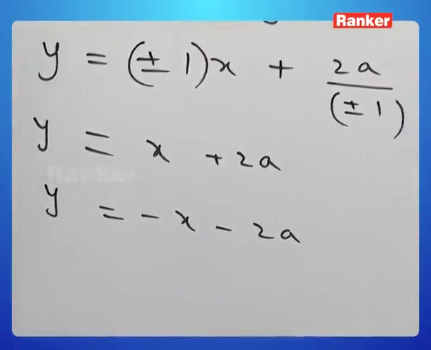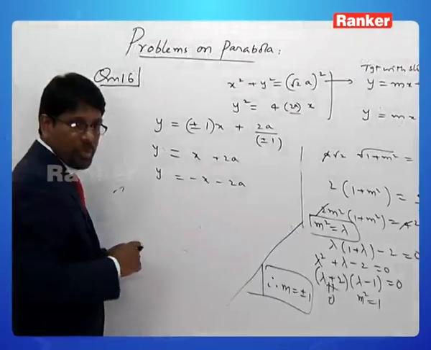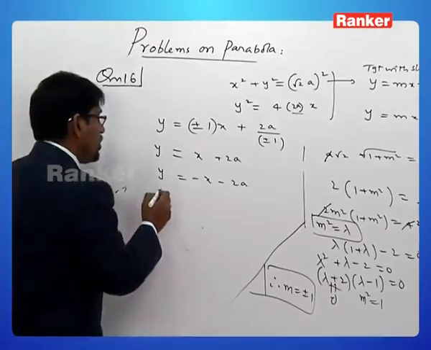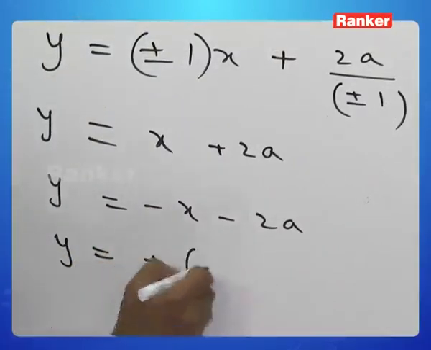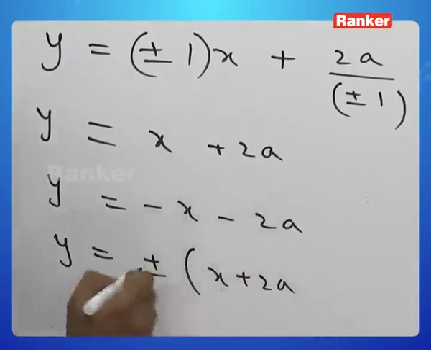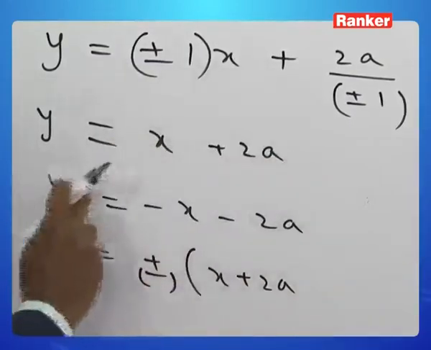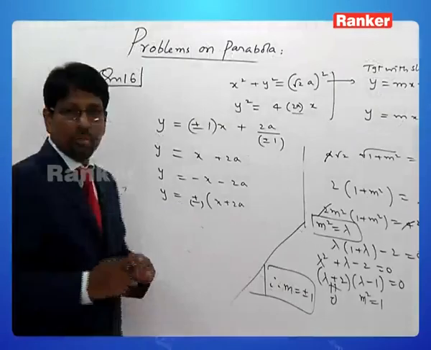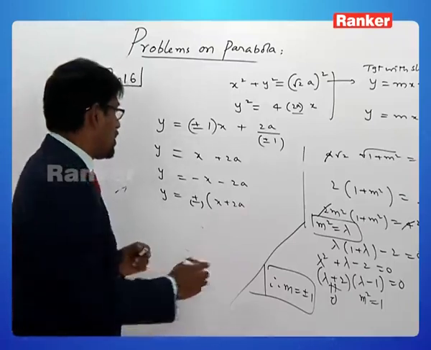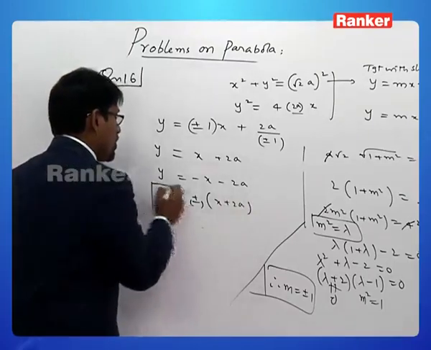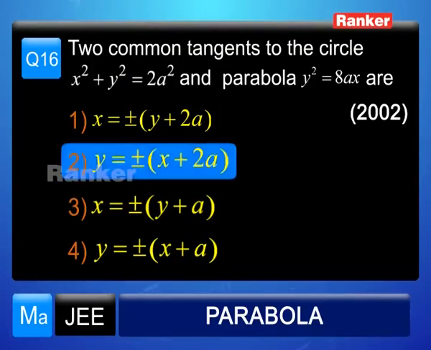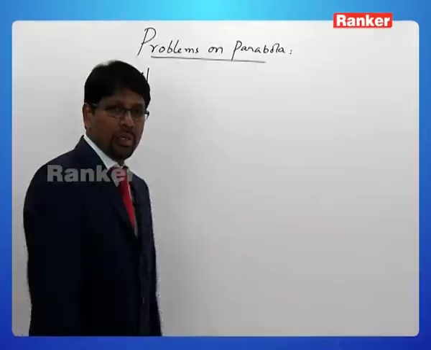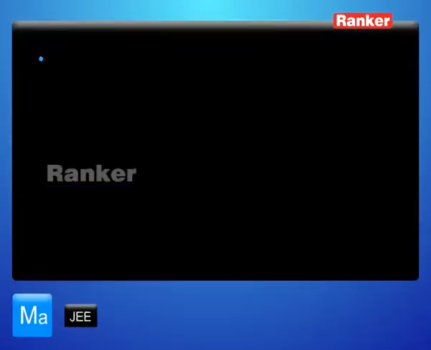And this is clearly appearing in option 2. Combining these two, I can write y is equal to plus or minus x plus 2a. That is, if I take the plus sign in both cases and the minus sign in both the terms, that is y is equal to plus or minus x plus 2a. That is clearly appearing in option 2. Therefore, option 2 is the right answer. Let us move on to the next question, question number 17.